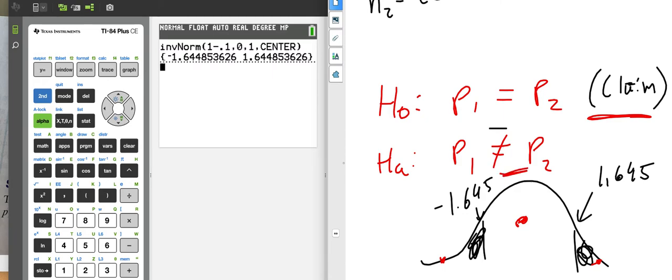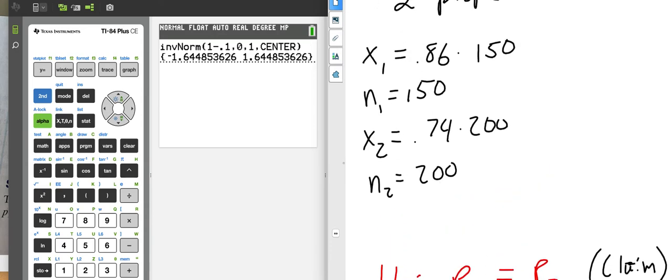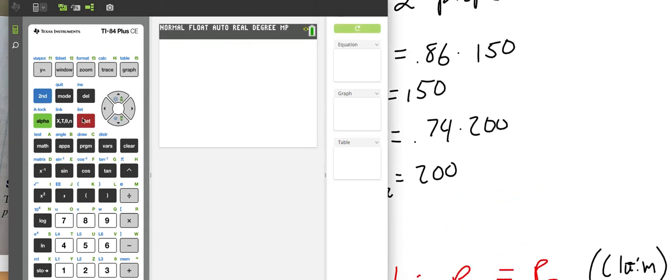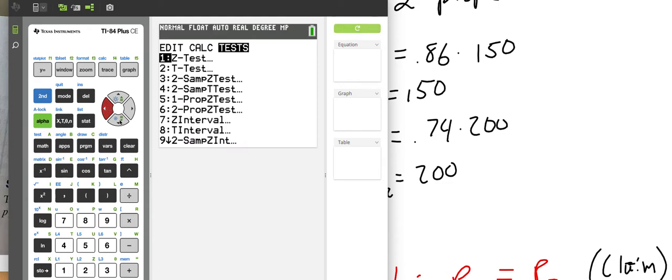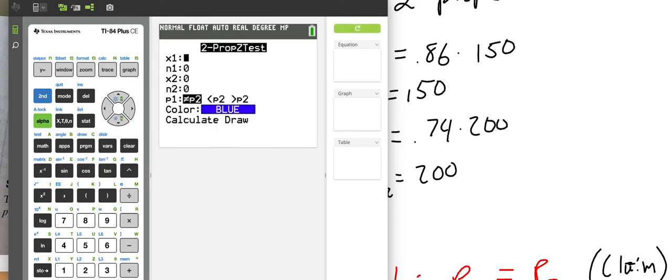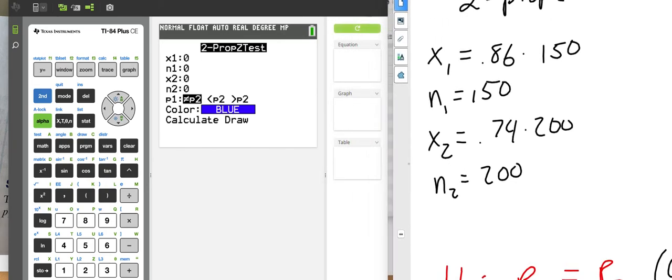Okay? So how do you do this problem? Well, you actually just put these values right into 2 prop z-test. Okay? So our x1 is going to be 0.86 times 150, and hopefully this doesn't turn out to be a decimal. If it's a decimal, then I'm going to have to round it, right? Or do it by hand. Good, it's not. It's 129. If that was a decimal, you'd have to round it and then know that your answer might be a little bit off. Hopefully, I don't think it's off far enough to get it wrong on the online.